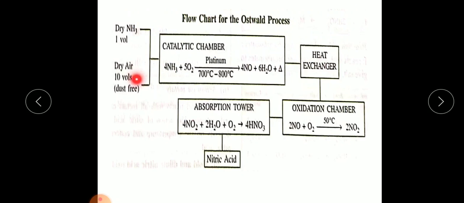We have ammonia and oxygen. First it will form nitric oxide in a catalytic chamber, and after that there will be a heat exchanger in which it will further oxidize nitric oxide to nitrogen dioxide, and after that when treated with water it will form nitric acid.